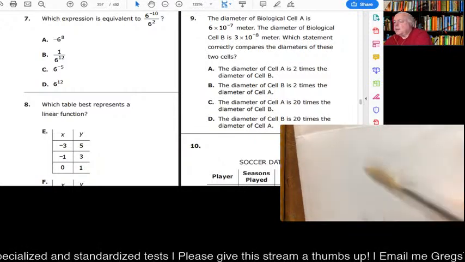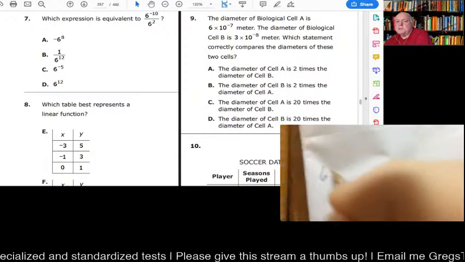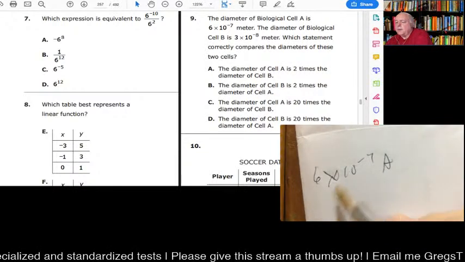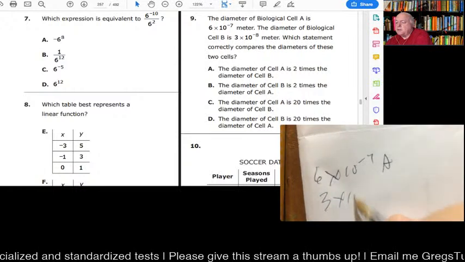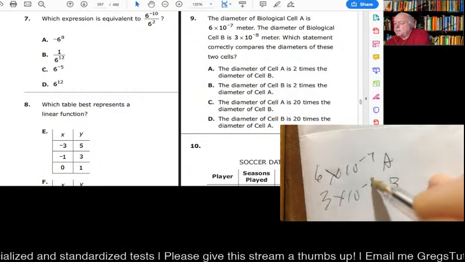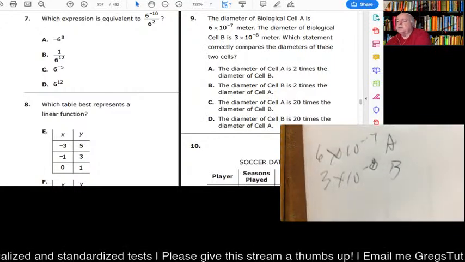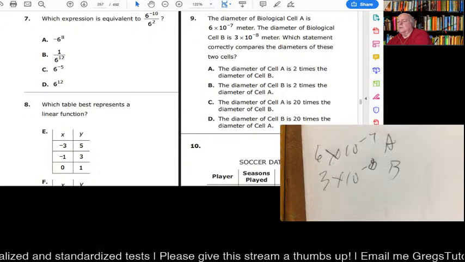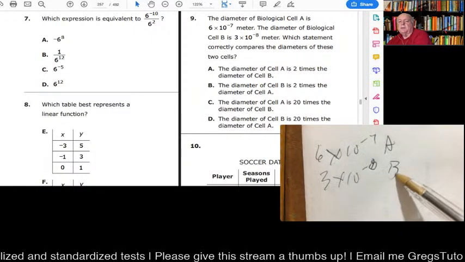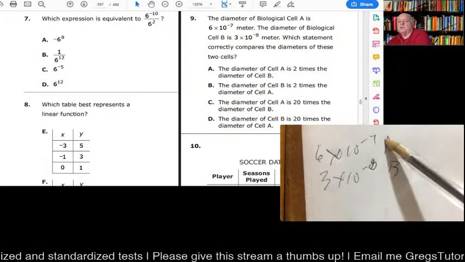So we're going to have 6 times 10 to the minus 7, that's A. And we're going to have 3 times 10 to the minus 8, that's B. My handwriting's bad, I am sorry. Okay, so they're just going to be comparing them. So the first option says the cell of A is twice of B.